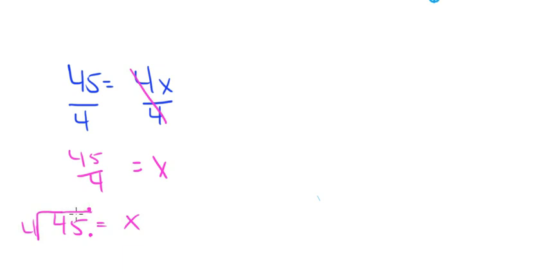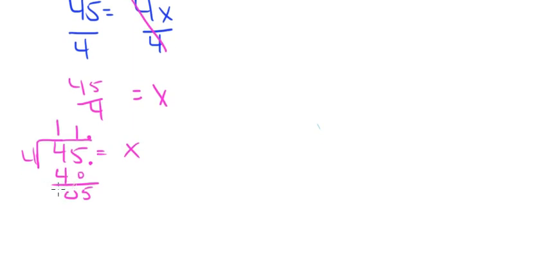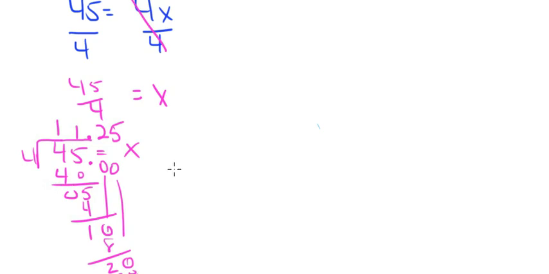How many times does 4 go into 4? One time. And 4 times 1 is 4, so it's 0. I got to bring down my 5. How many times does 4 go into 5? Once. 4 times 1 is 4. I have 1 left over. I have to bring down a 0. 4 goes into 10 how many times? Twice. 4 times 2 is 8. Gives me 2 left over. I have to bring down a 0. 4 goes into 20 how many times? 5. So 5 times 4 is 20. My balance out. So I wind up with x having a value of 11.25.